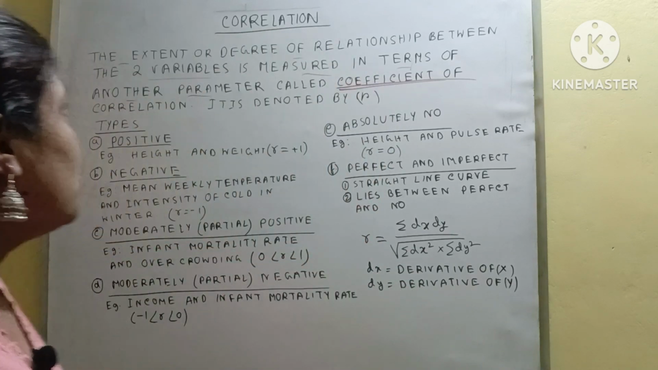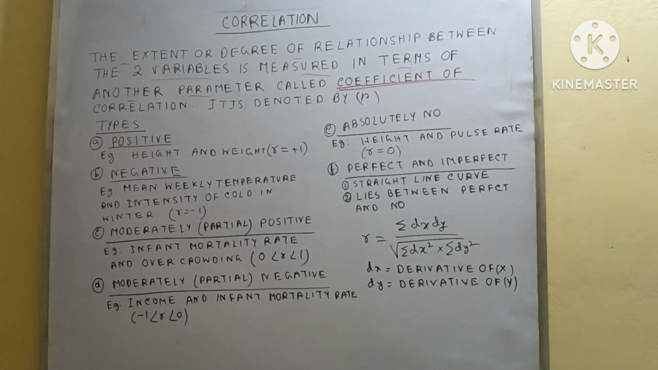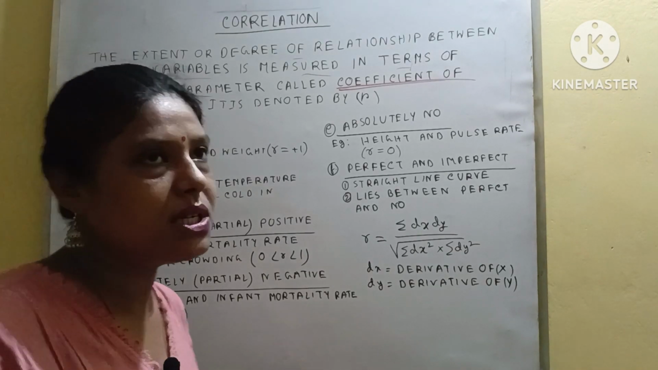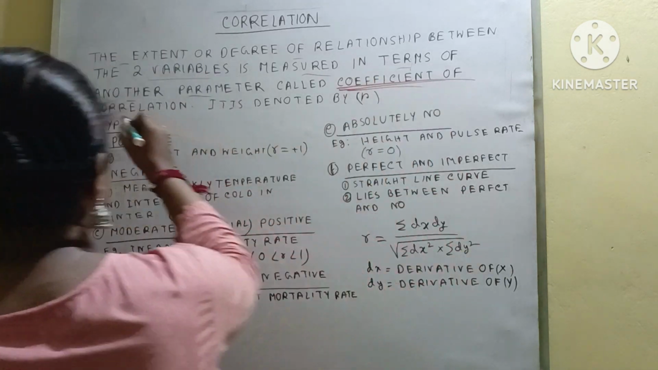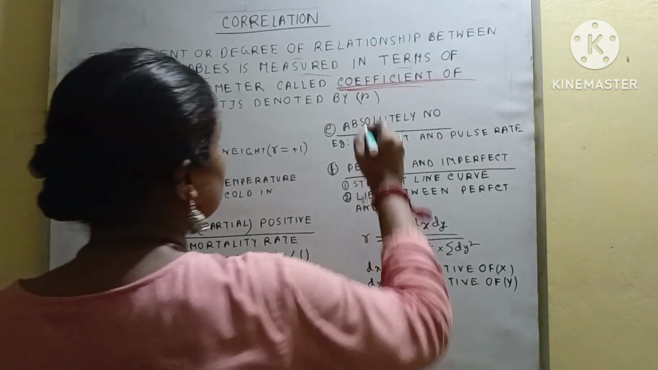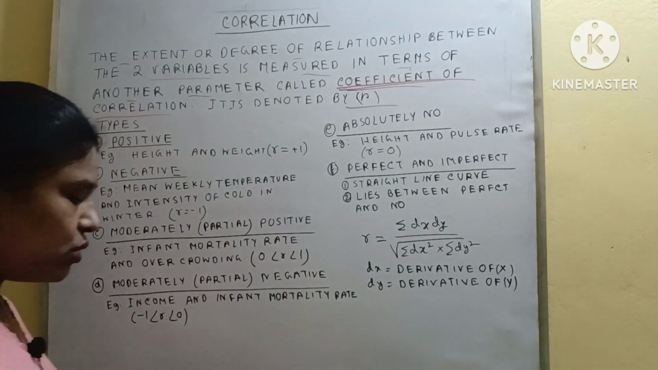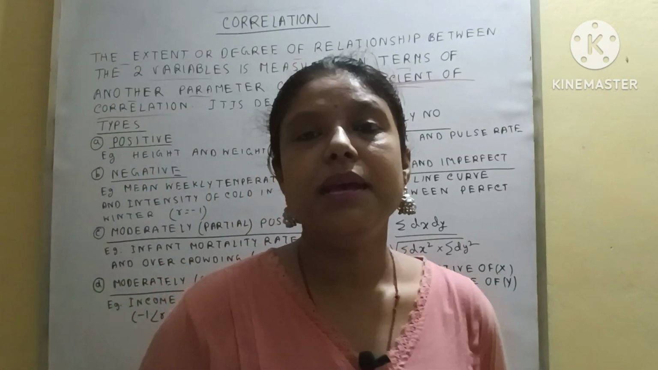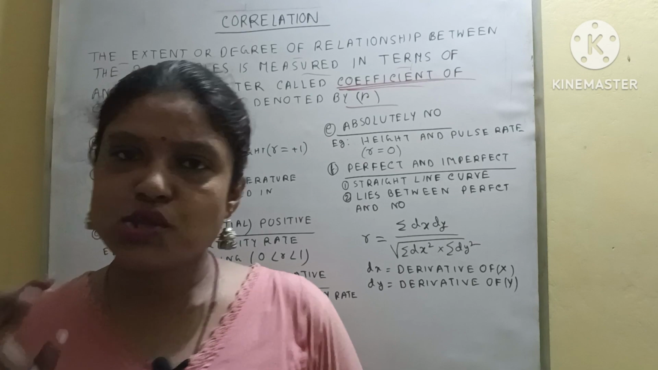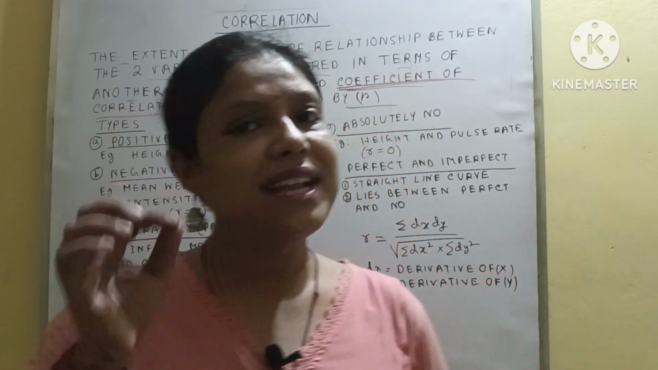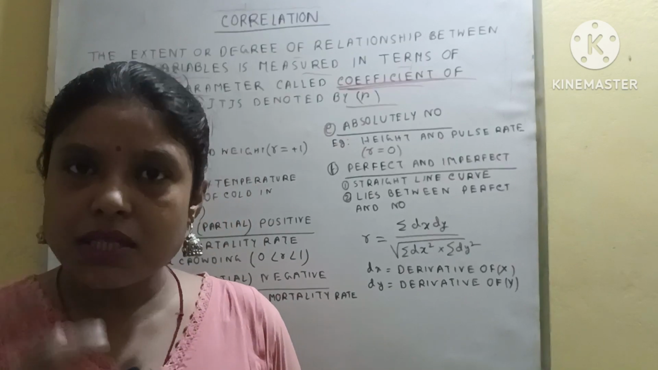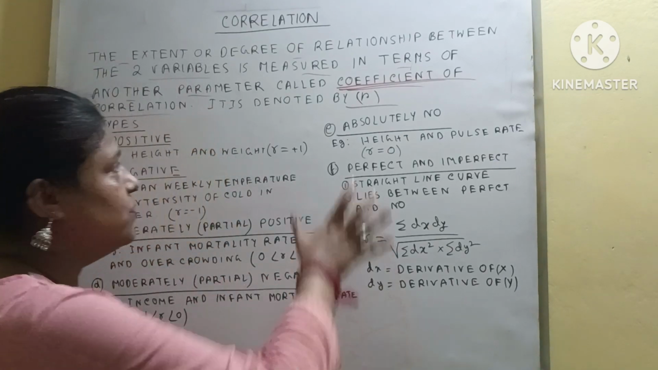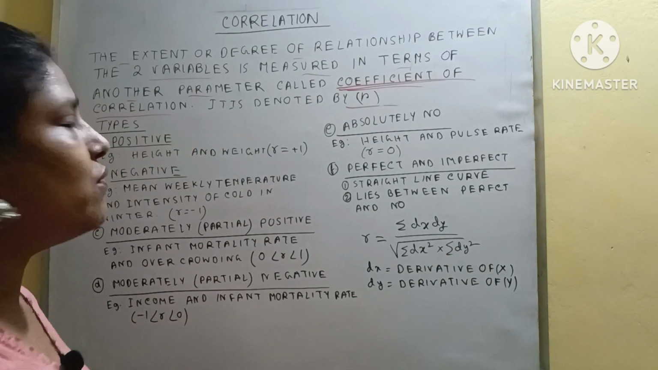Okay, so let's continue. This is the correlation. What is correlation? Correlation is actually the coefficient of correlation, and it is always denoted by the small r. If there are two variables, there must be a relationship between the two variables, and we measure this relationship with the help of this r, or coefficient of correlation.